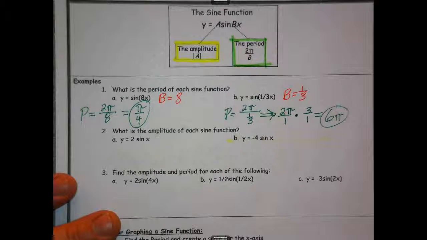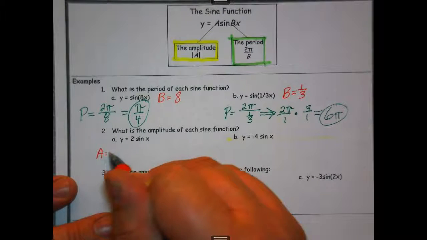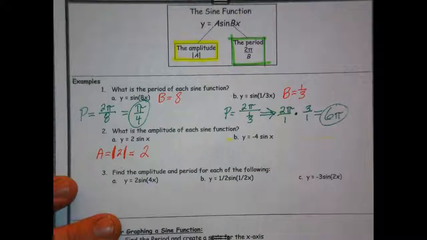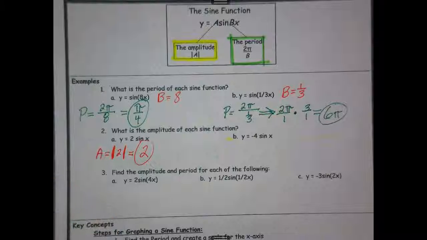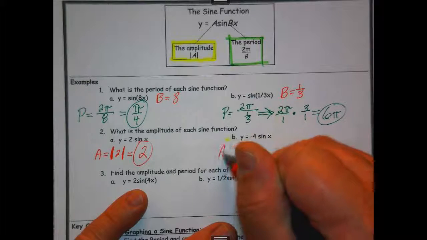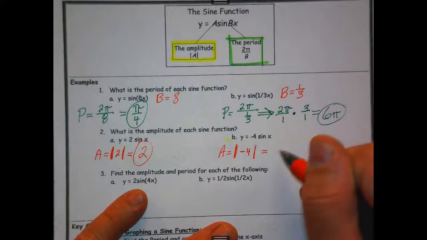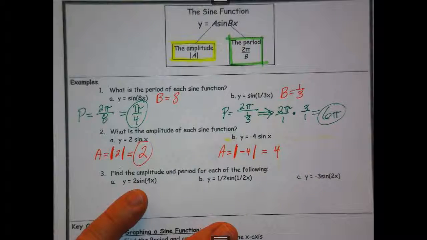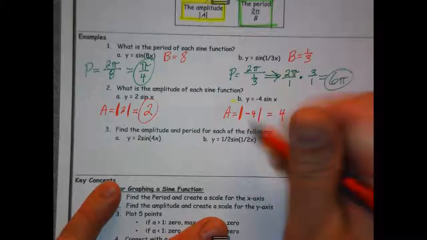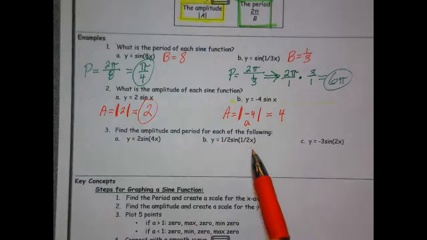All right, what is the amplitude of each sine function? What's my a and 2a? 2. So what's the amplitude? Positive 2. What's the a and b? So the amplitude is 4. That's the reason why I like to call what's inside the absolute value symbols little a, because when we go to graph these, and I'll show you in a minute.